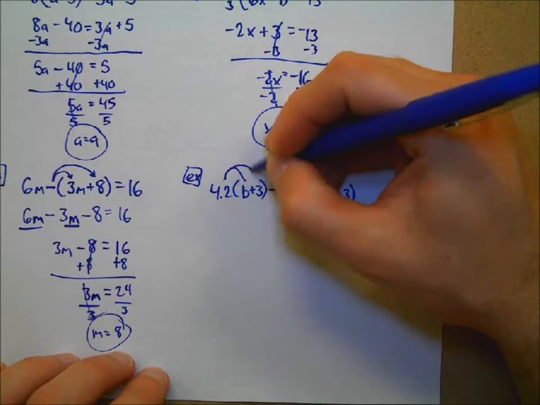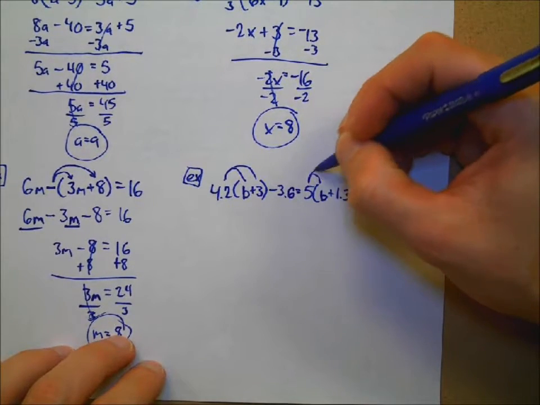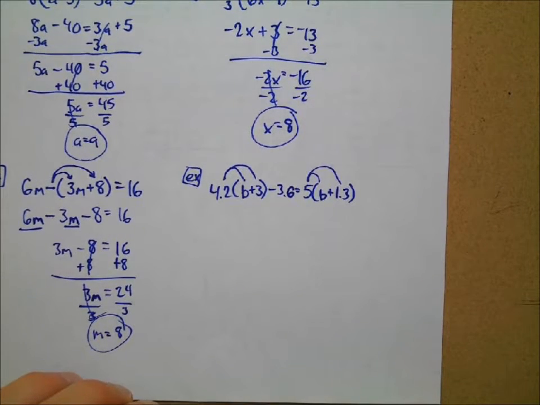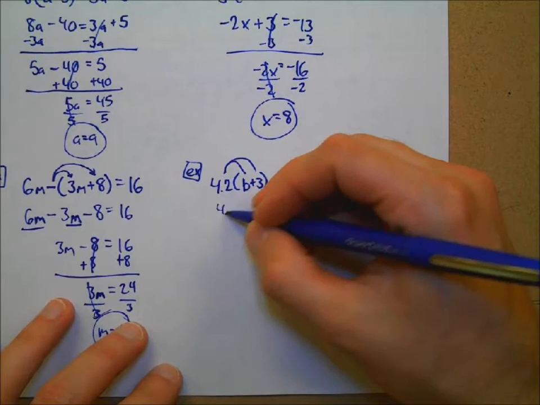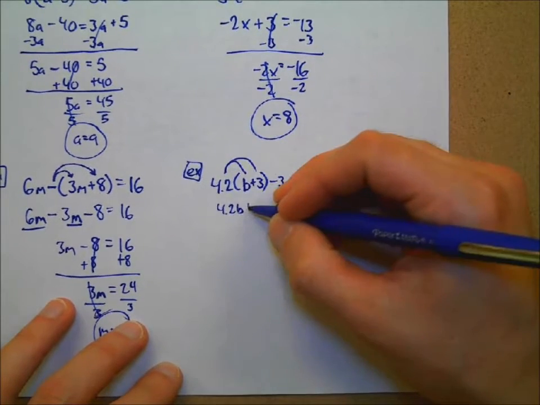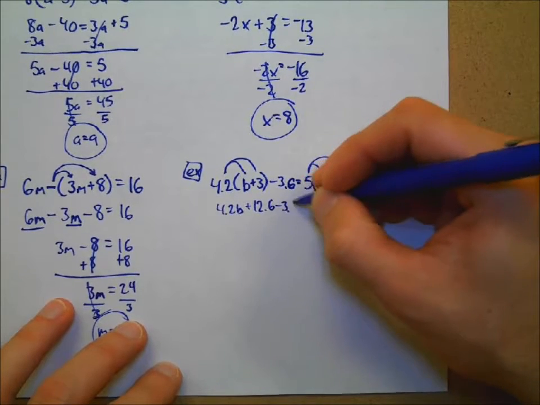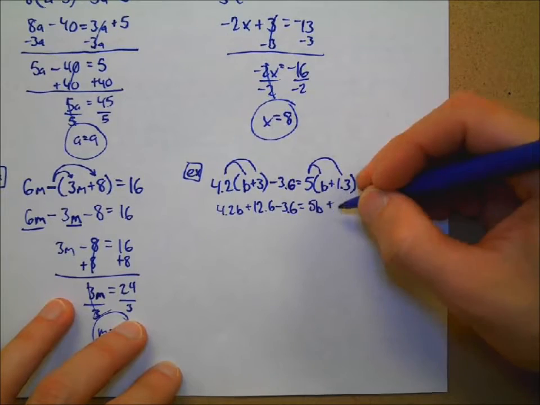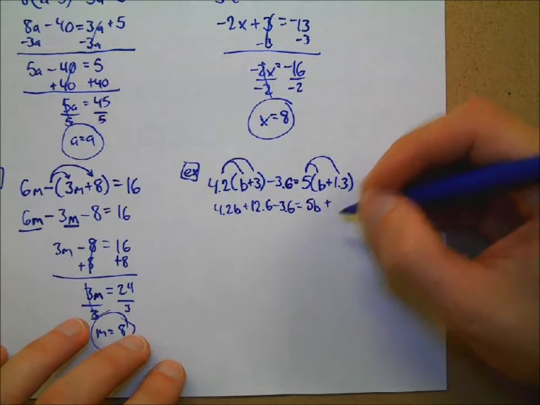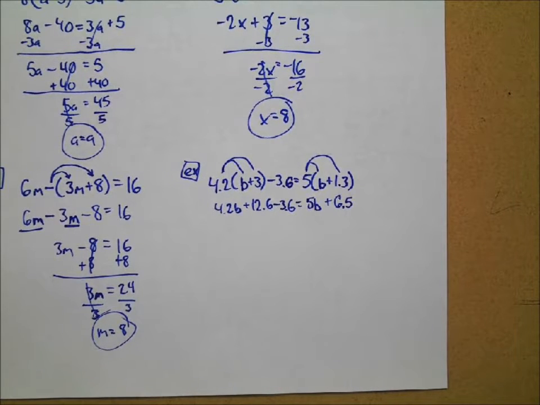All right, so I'm going to start here doing the first couple steps with the distribution. I'm going to do both at the same time. 4.2 times b, 4.2b. 4.2 times 3, 12.6. And then bring down that minus 3.6. 5 times b, 5b. 5 times 1.3, 6.5. Thank you. I should be able to do that eventually, but I didn't. It's still early in the year.